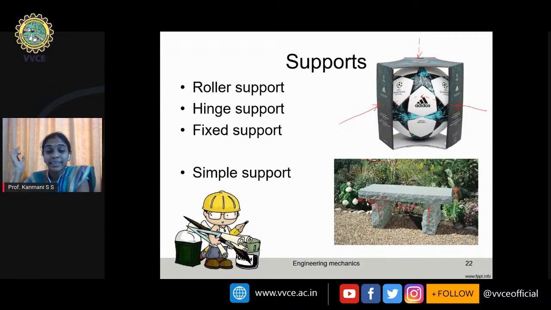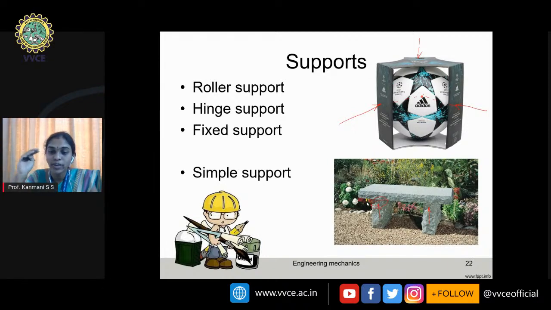I am not telling this as a simply supported beam. I'm telling this as a simple support. I'm giving the lecture about the supports, not about the beams. A simply supported beam is different, whereas this is a simple support. When we go to the further sessions in structural analysis, I'm going to explain the different types of beams, where the simply supported beam will come. But this is simple support.